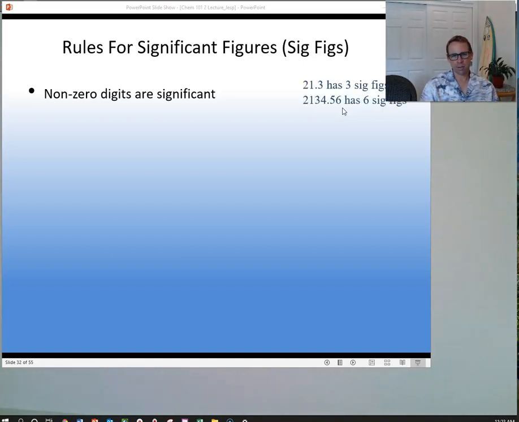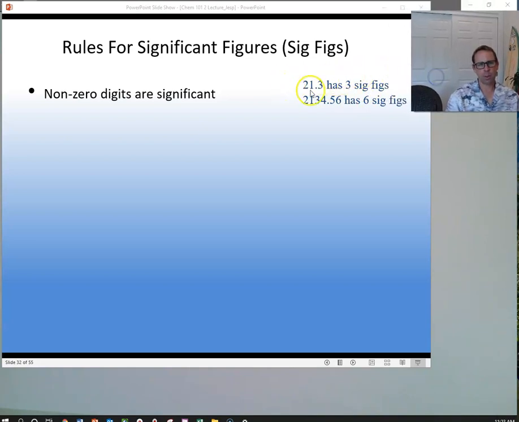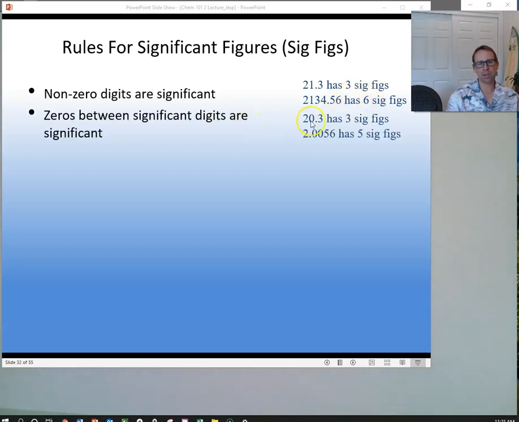Any digit that's not a zero is a significant digit. So if it says 21.3, that's 3 significant digits. 2,134.56, 1, 2, 3, 4, 5, 6, that's 6 significant digits. And also zeros. If zeros are between non-zero numbers, those zeros are significant digits. Right? There was a way to measure something there, and it just happened to be a zero at that placeholder. Okay?